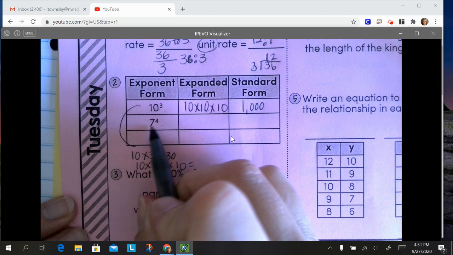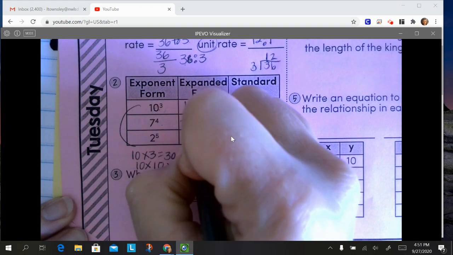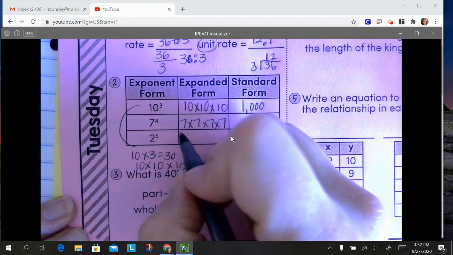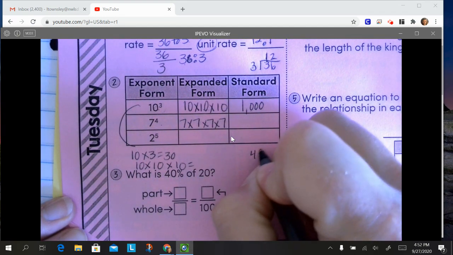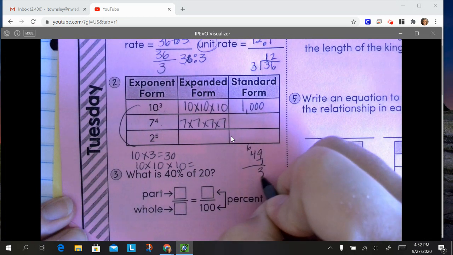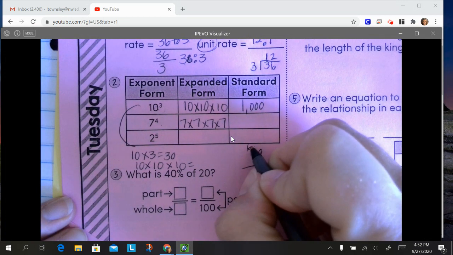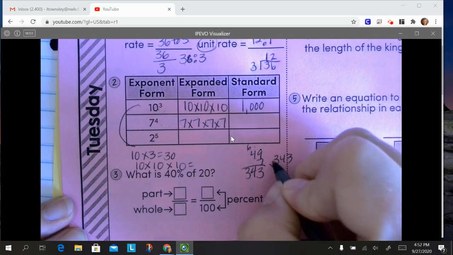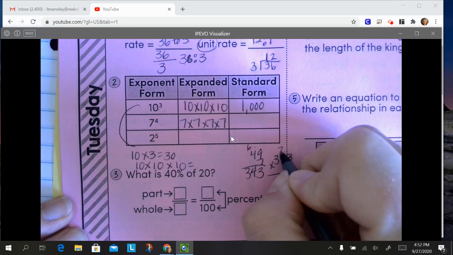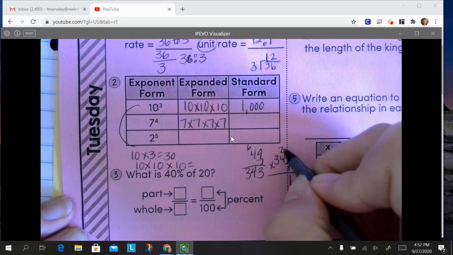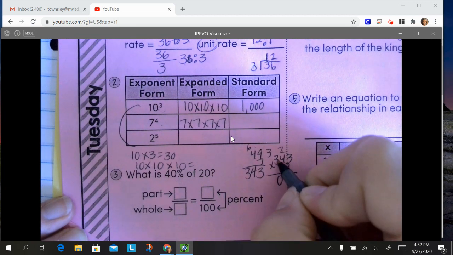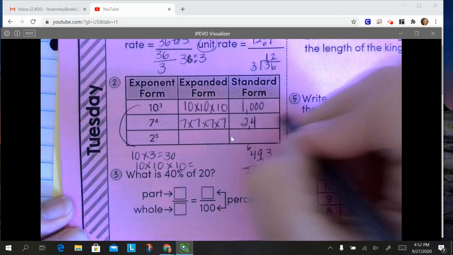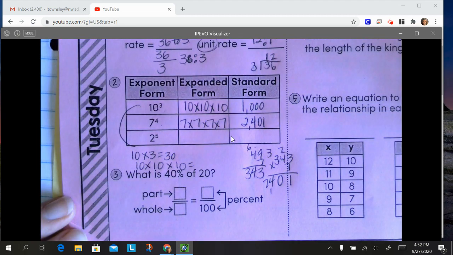Same with this one. Okay, it's not 7 times 4. It's not 28. It's 7 times 7 times 7 times 7, which is, let's see here, 49. 49 times 7, it's 63, that's 28, 343. And then you have 343 times 7. 7 times 3 is 21. 7 times 4 is 28, 29, 30. And then 7 times 3 is 21, plus 3 more is 24. So that's 2,401. Okay? All right, good job.